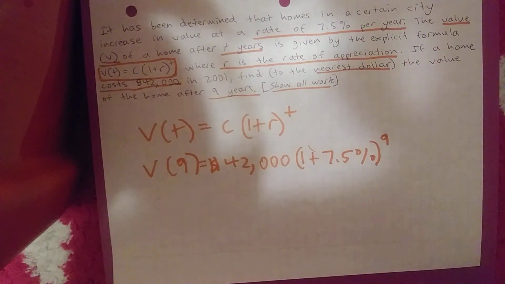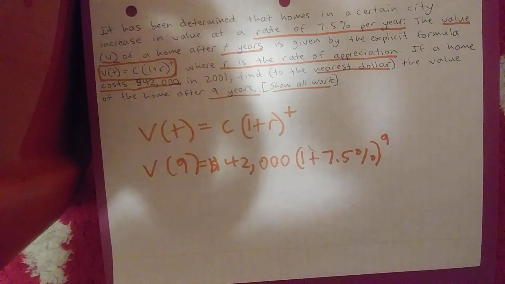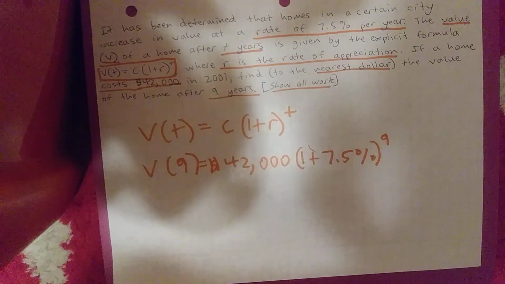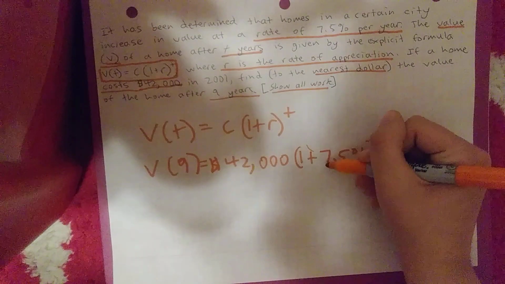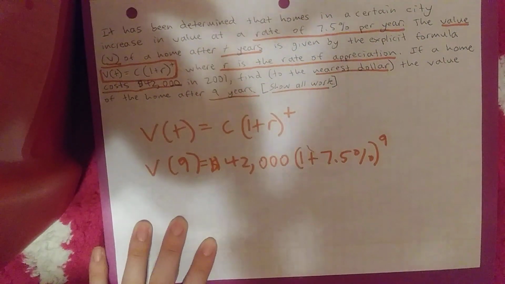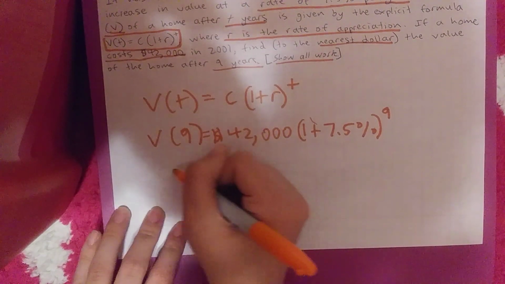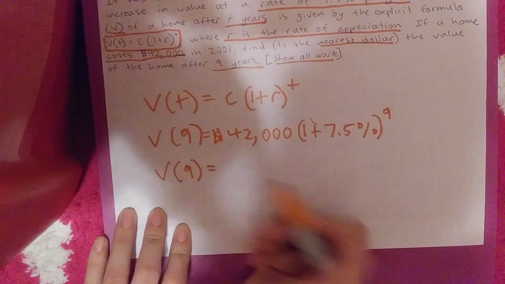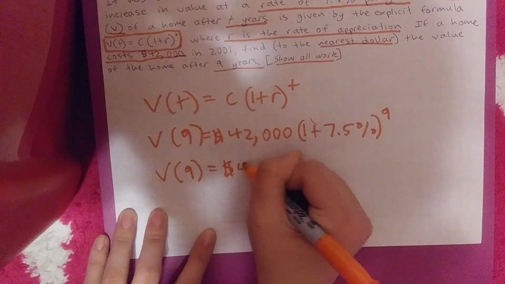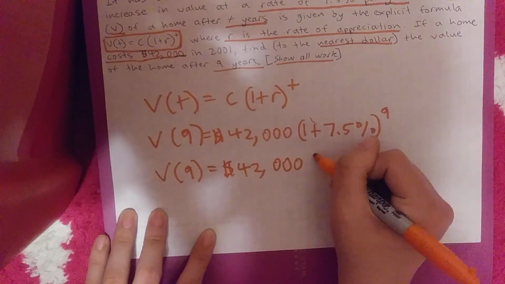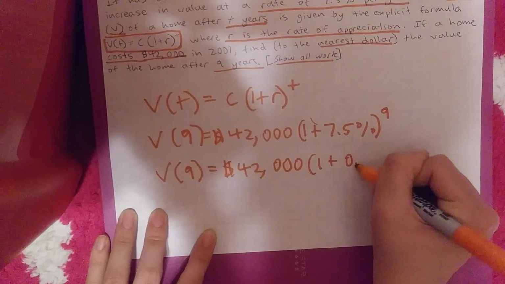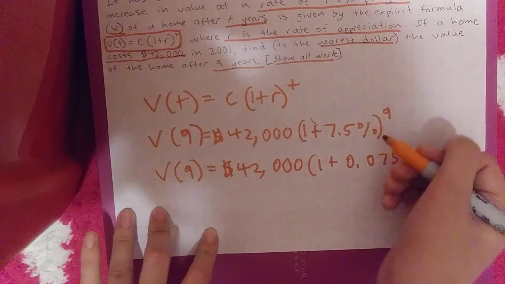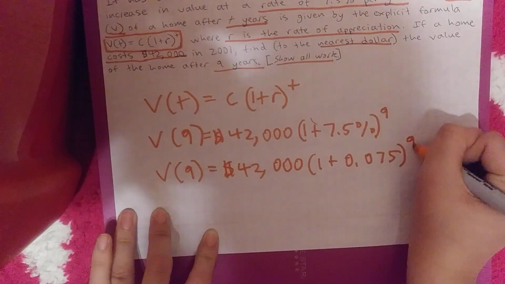So now we have to change this percent because you can't really work with percentages in your problems. So 7.5%, in order to change it to a decimal, you always move the decimal over 2 spaces. If you need more help with that, then just ask me. So when we're rewriting this, V(9), don't really mind this too much again, but 42,000, which is the cost, times 1 plus 0.075. So that's our percent. We just changed it to a decimal. That's all we did. And then to the power of 9.